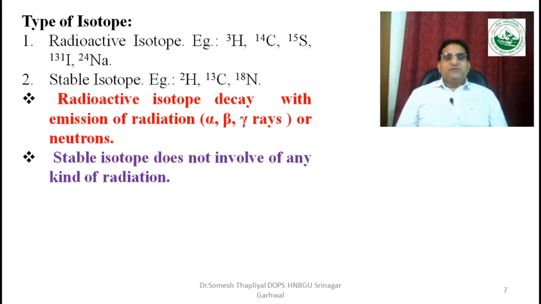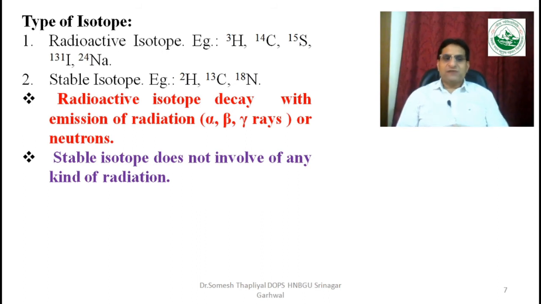And if we talk about the types of isotopes, there may be two types. The first one is the radioactive isotopes, which decay with the emission of radiations in the form of alpha, beta and gamma rays, or we can say in the form of neutrons. For example, tritium, 14C, 35S, 131I and 24Na.